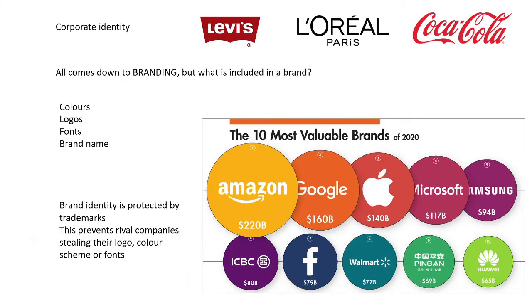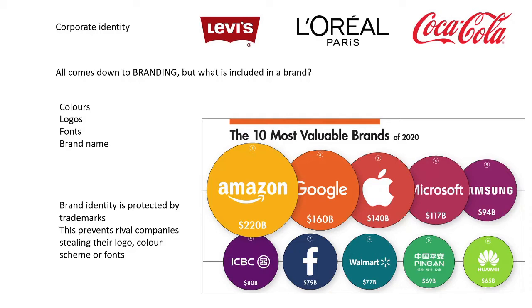So corporate identity is basically the whole term for what goes into branding. Companies are very, very protective of their branding, because that's how they're recognised globally. There are quite a few things that go into their branding: the colours that they use, the actual logo that they have, or multiple logos, the fonts that they use, and the brand name that goes with it.